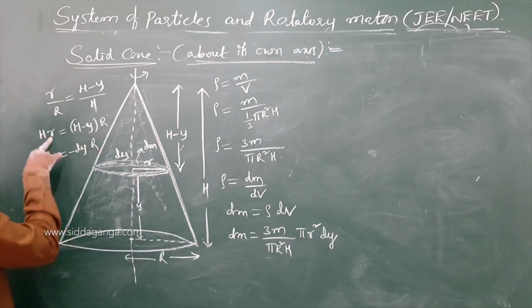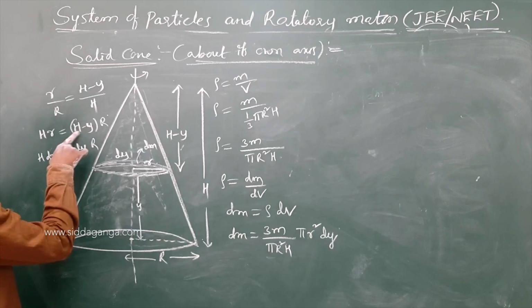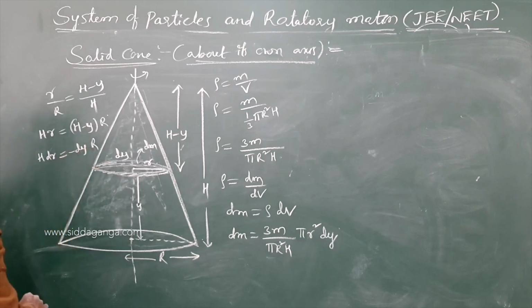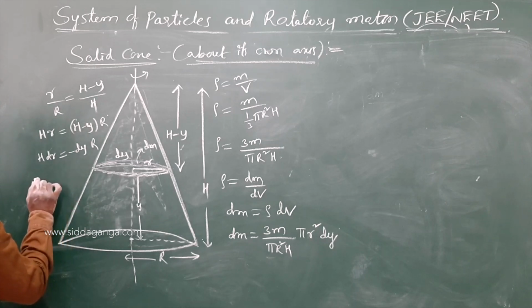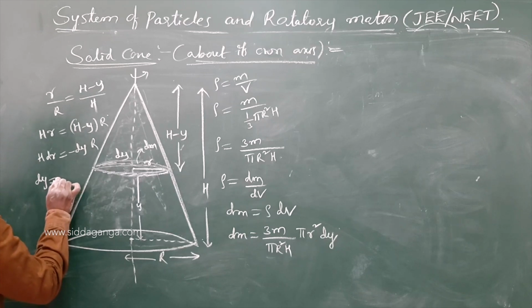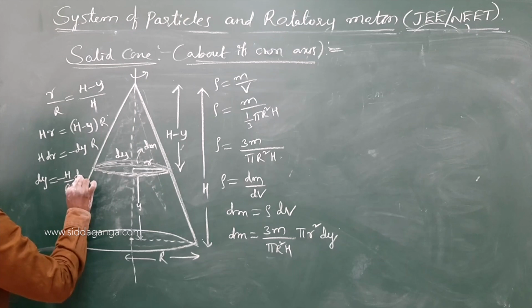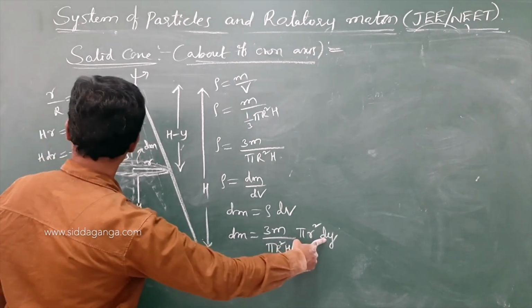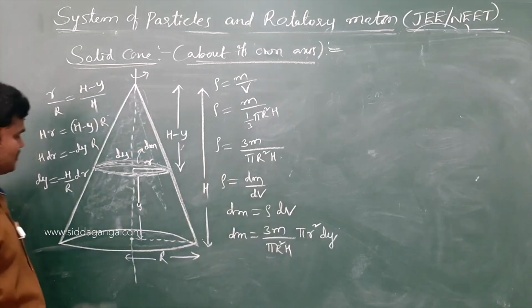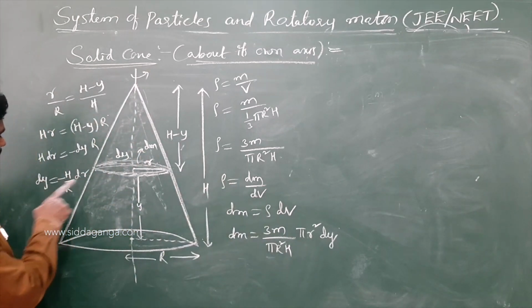Apply the derivative. This is H into dr. H is a constant, y is the variable, so minus dy into R. Just apply the derivative on both sides. H is a constant, so H dr equals minus dy into R. So dy is equal to minus H by capital R dr. If I substitute dy in terms of dr, you will get the answer. So dy is equal to minus H by R dr.